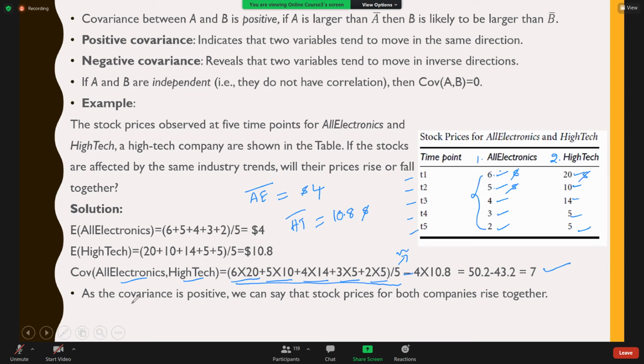So what is the value of covariance here? The covariance is positive. As it is positive, we say that stock prices for both the companies rise together. If it is negative, we can say that the increase in stock price for one company will lead to decrease in stock price for another company. So positive covariance will show that the stock prices for these companies rise together. I mean, change together.